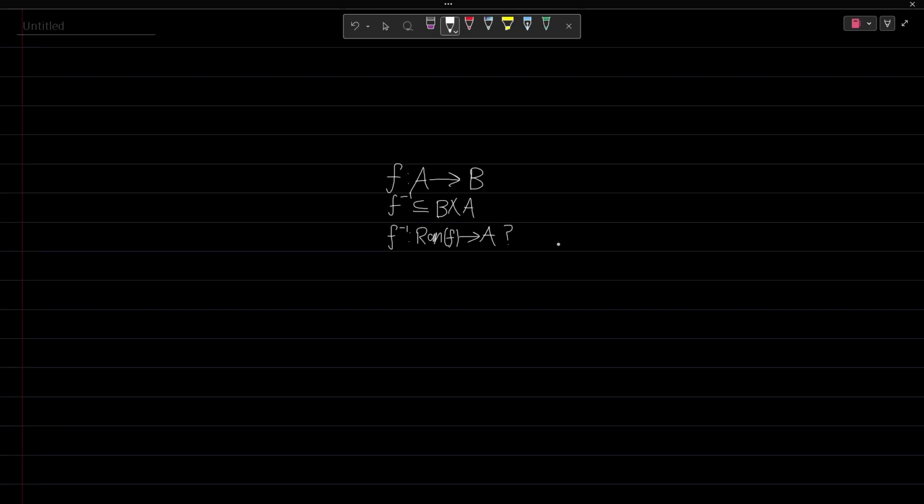Today, we're going to be starting off by supposing that f is a function from A to B. And since all functions are relations and f is a function, f is also a relation from A to B. Since f is a relation from A to B, it follows that f inverse is a relation from B to A. But is f inverse a function from B to A? Or at least a function from the range of f to A.